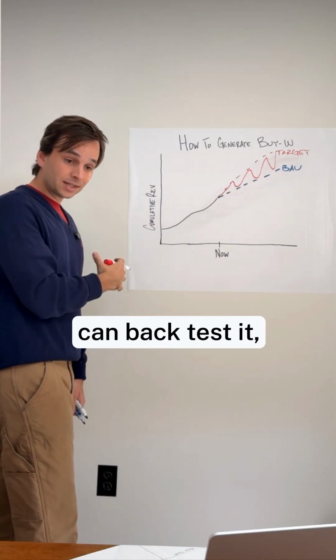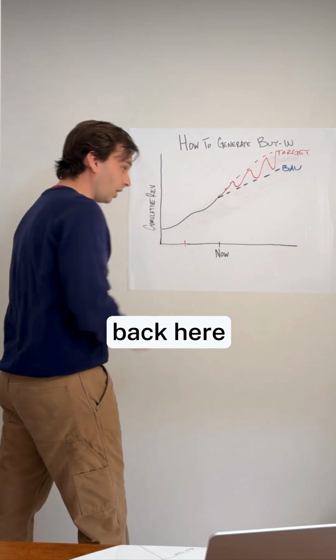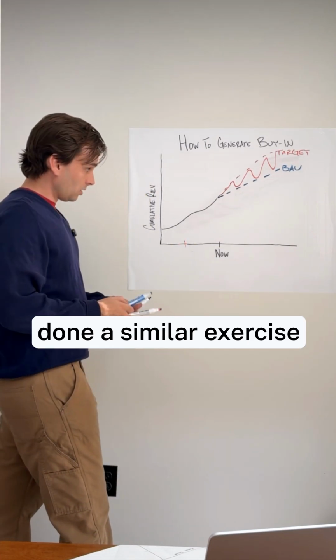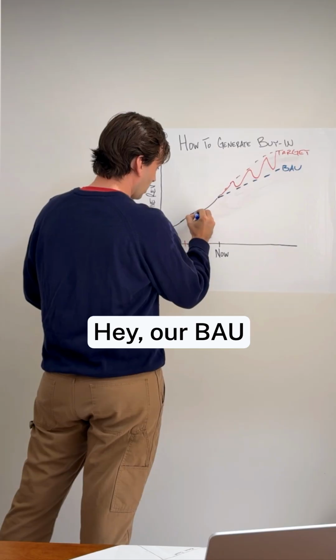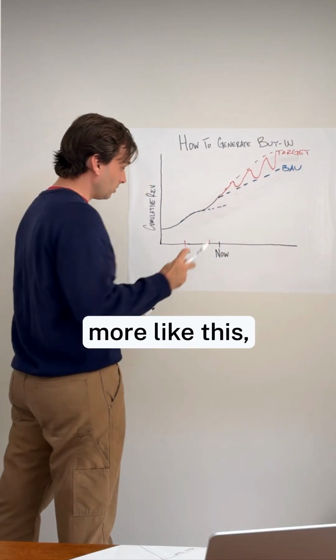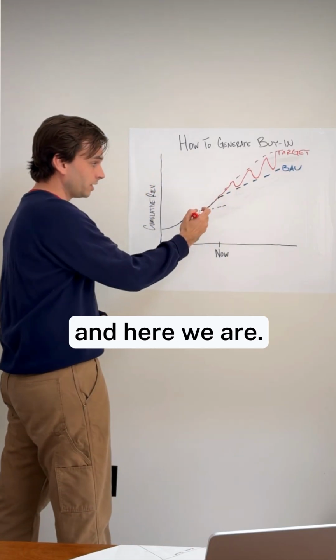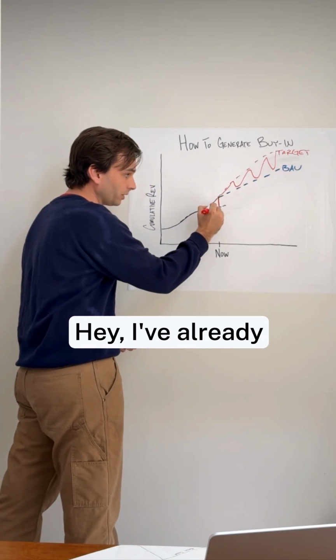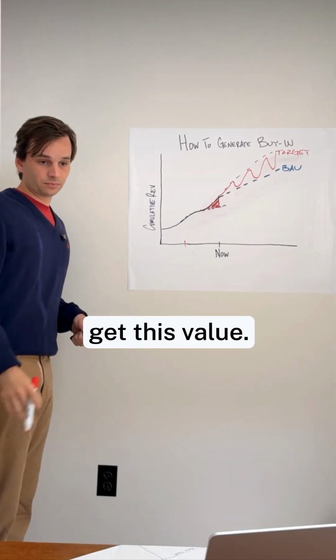And sometimes you can back test it, and sometimes you actually just need to have done a similar exercise before, where you showed that, hey, our BAU was going to look more like this, but our target is going to look more like this. And here we are. So you can actually say, hey, I've already proven that I can get this value.